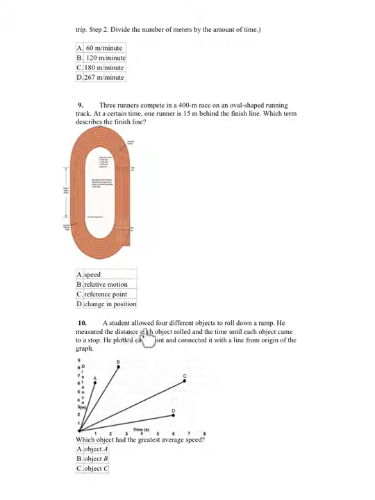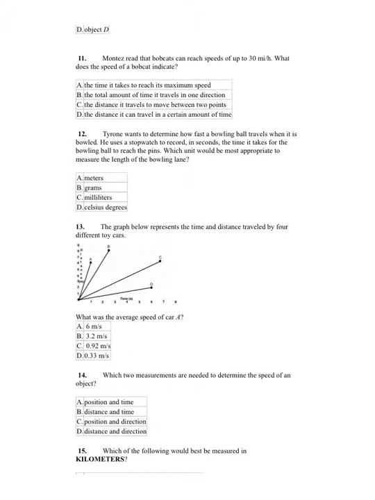Number 10. A student allowed 4 different objects to roll down a ramp. He measured the distance each object rolled and the time until each object came to a stop. He plotted each point and connected it with a line from the origin of the graph. Which object had the greatest average speed? A. Object A. B. Object B. C. Object C. D. Object D.